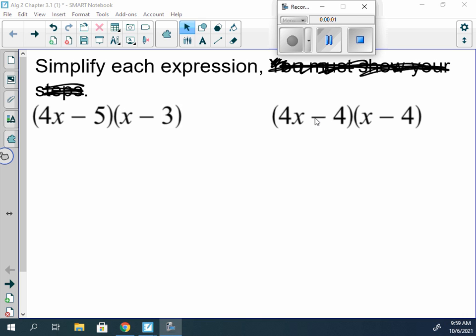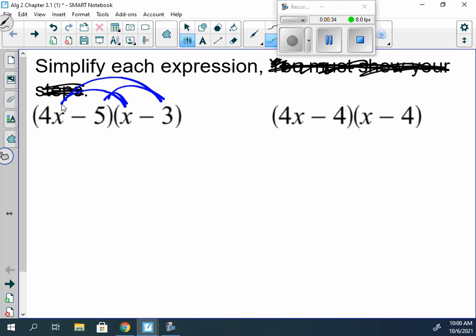So we're going to look at these two here first before we really delve into the lesson. Now, looking at these here, what do we need to do to be able to simplify this? We're going to times them, and we're going to use what property? Distributive property. So if I use the distributive property, we're going to multiply 4x with, and then 4x with, and negative 5 and x, and negative 5 and negative 3.